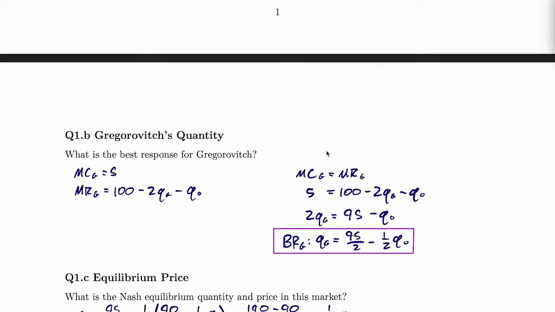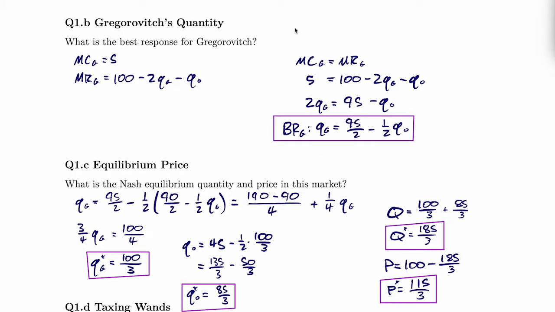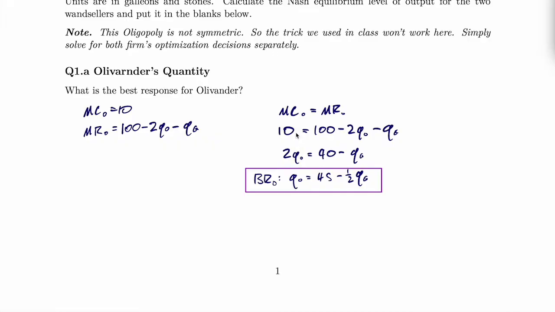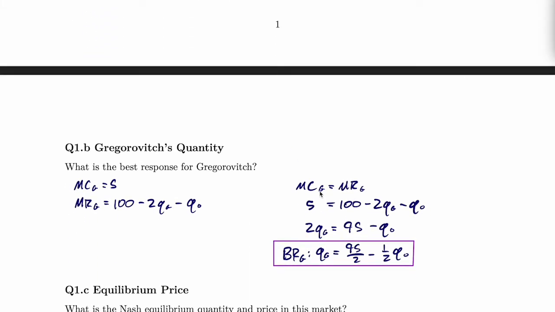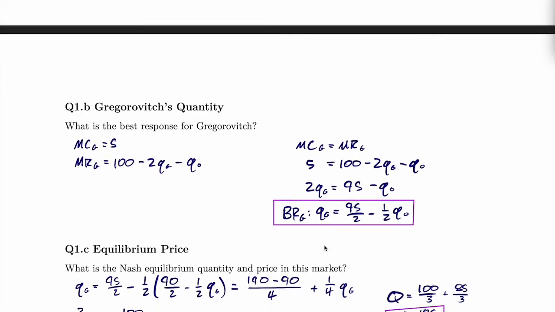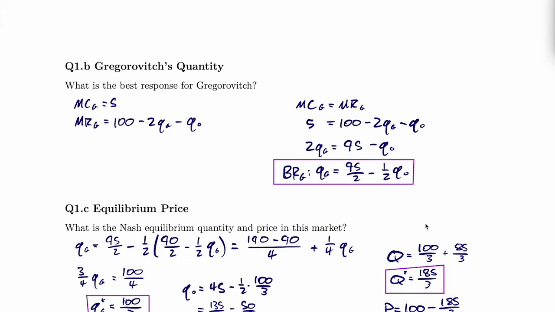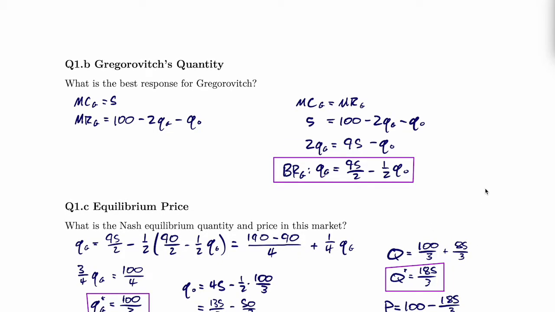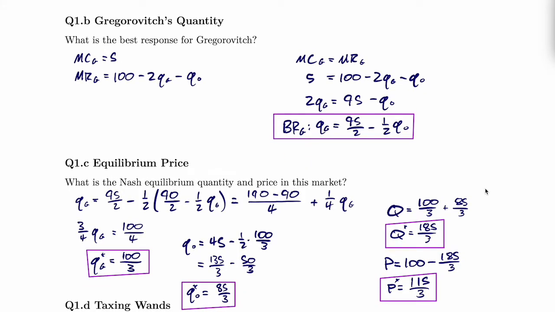All right, so this is the best response. We can do the same thing for Grigorovich, except here, Grigorovich's marginal cost is just 5. So Ollivander has a higher marginal cost than Grigorovich. So we actually need to write out the math here. I mean, you could possibly eyeball this, but I would not recommend that general approach. Writing the math out is really helpful in almost every scenario. At least for me, it's helpful in catching my own errors. All right, so we have marginal cost, we have marginal revenue. We set them equal to each other, solve for QG, which gives us the best response for Grigorovich.